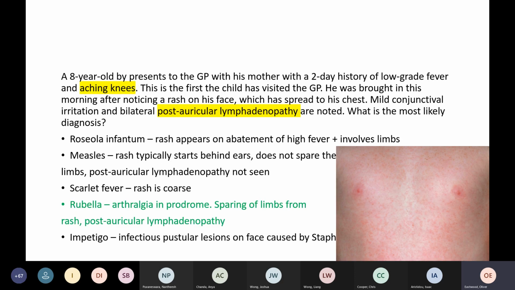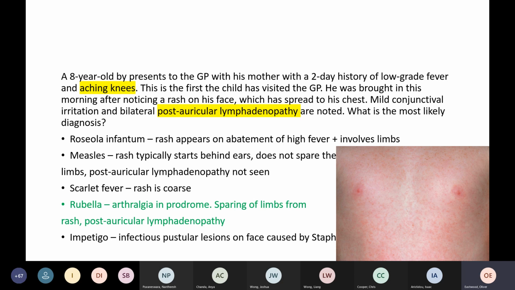It can be very difficult to tell measles and rubella apart. Rubella used to be called German measles, to be fair. The first thing to look at is the prodrome. They're pretty similar, but arthralgia, the aching knees, was more indicative of rubella. But the key thing here is the post-auricular lymphadenopathy. That is a key sign when you're looking for rubella out of any of the rashes and fevers.